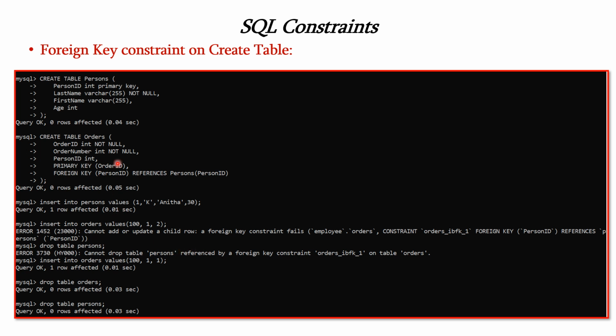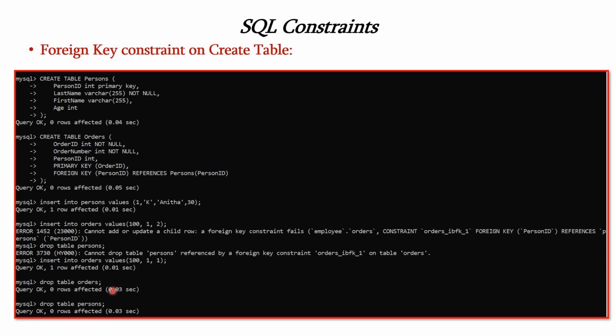So here the orders table is called the child table, and persons is the parent table. Because of the foreign key constraint, it won't accept the values which are not available in the parent table. And suppose we insert the same person ID which is available in the persons table, it will accept. Here the person ID is 1, already 1 has been inserted, so it will be successfully accepted. So that row is inserted successfully.